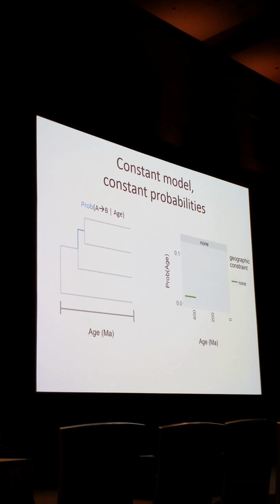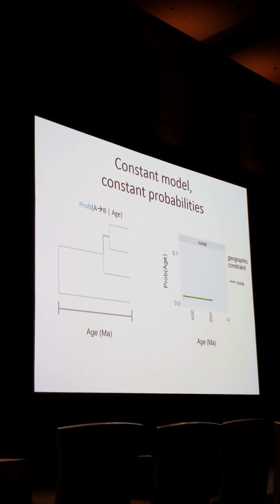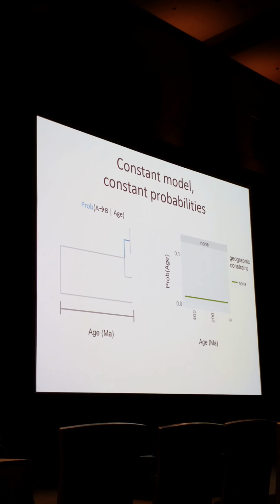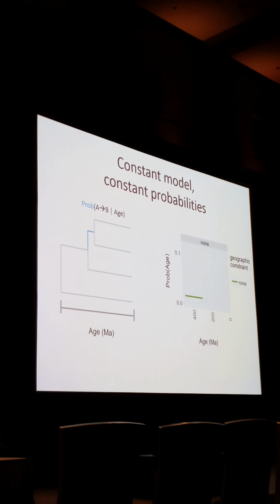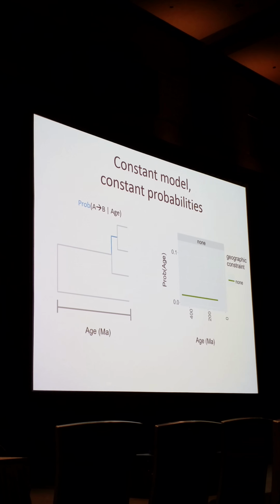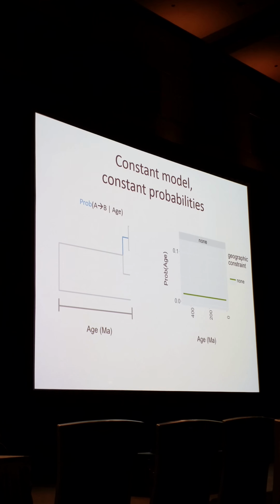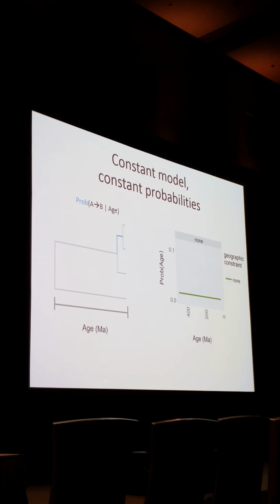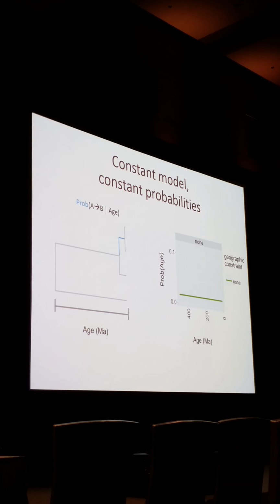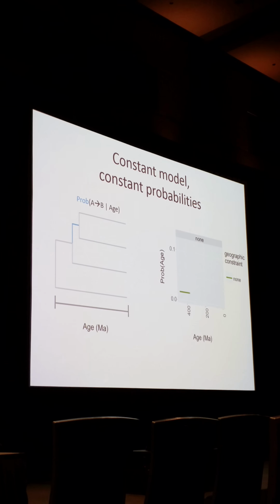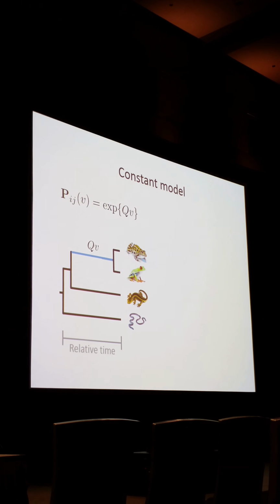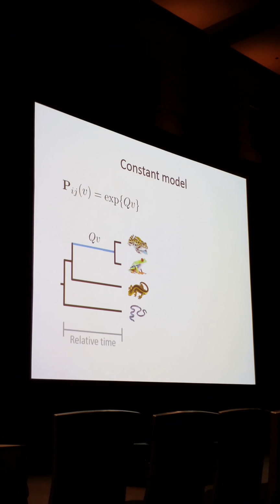Well, to do that, I will evaluate the probability of change for a given branch length, where I'm varying the branch length with respect to age. So on the left-hand side, I have a tree, and I'm just computing the probability of some change occurring for the branch highlighted in blue. And you can see for a constant model, and this is what we use for molecular substitution, the probabilities remain constant regardless of the age of the branch. You can see here how the transition probability matrix is computed.